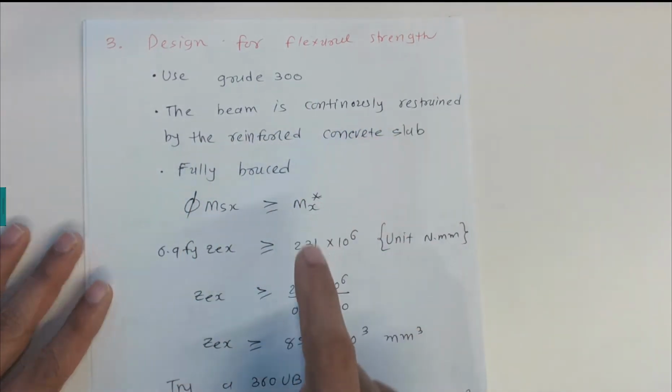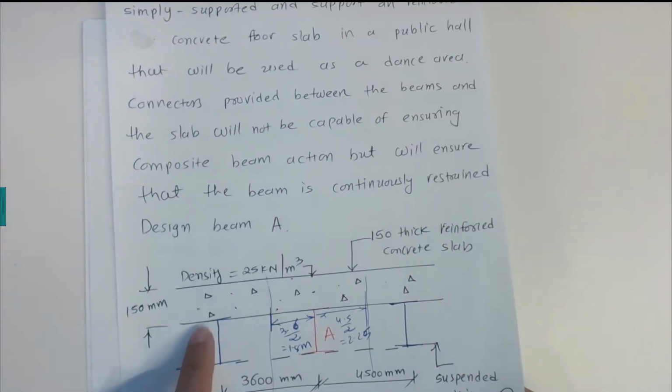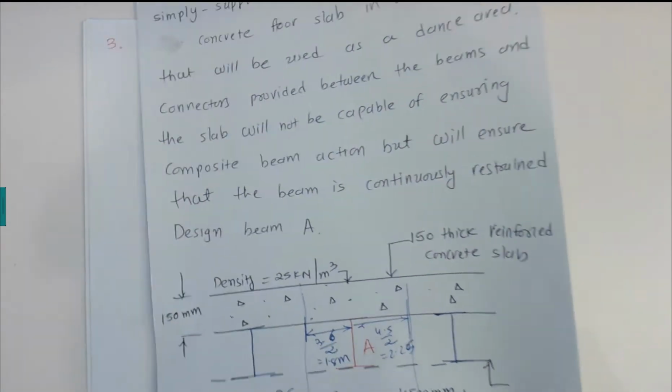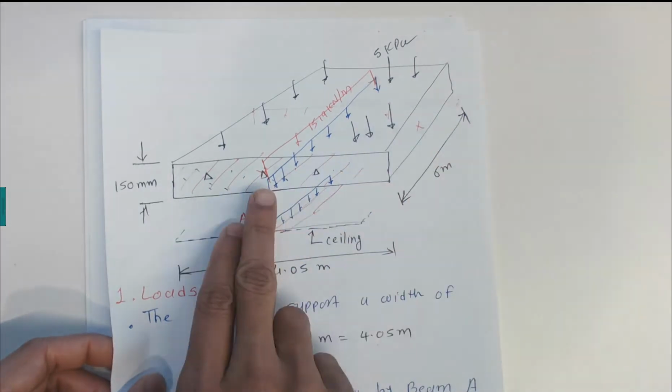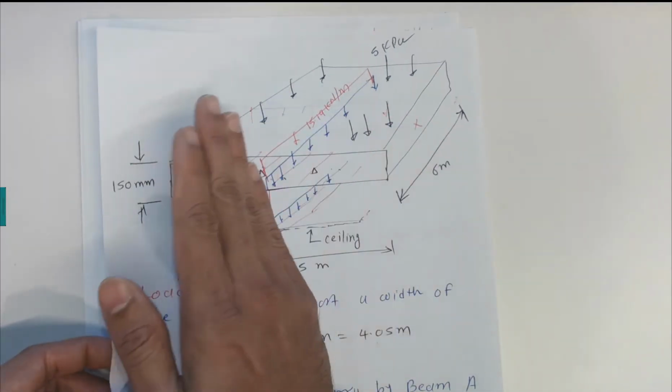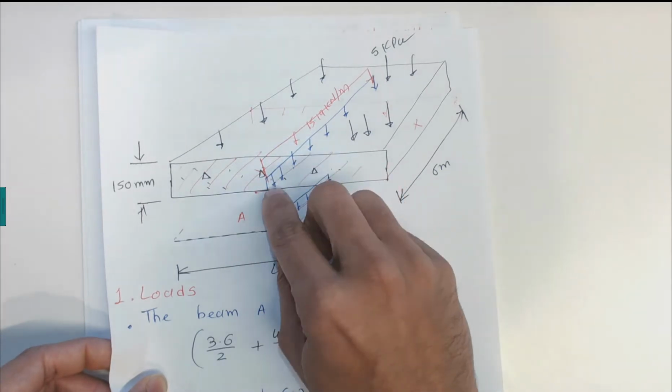reinforced concrete slabs. In the question, it says that the slab is attached to this steel beam. So this flange will not have any lateral deflections or rotation; it is fully restrained.